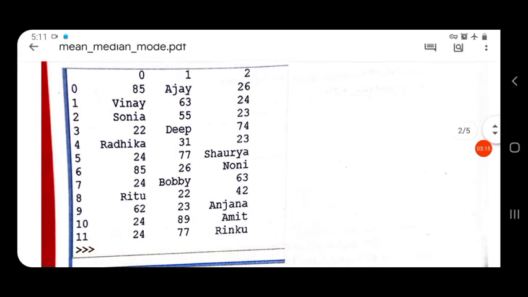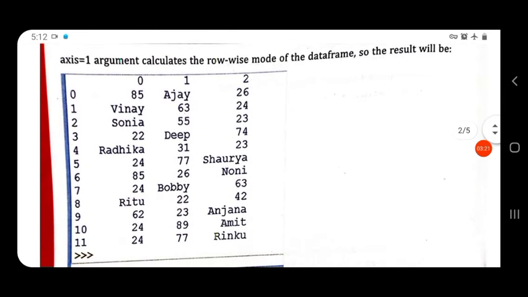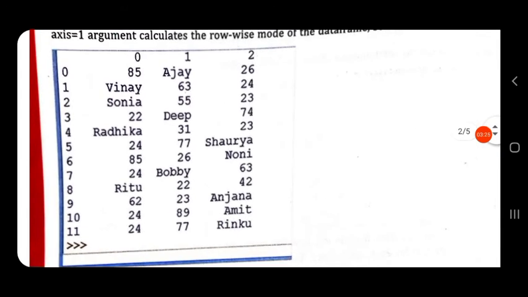If any value is repeated in the same row, then the mode will be given. Since no values are repeated, the mode will be the value itself in each row. So 85, Ajay and 26 are the modes in each row, because no value is repeated, so there won't be any real mode.